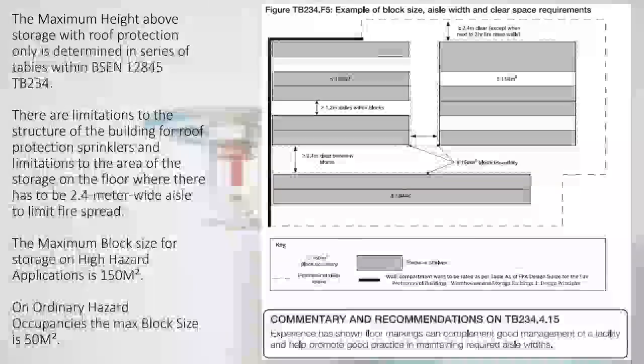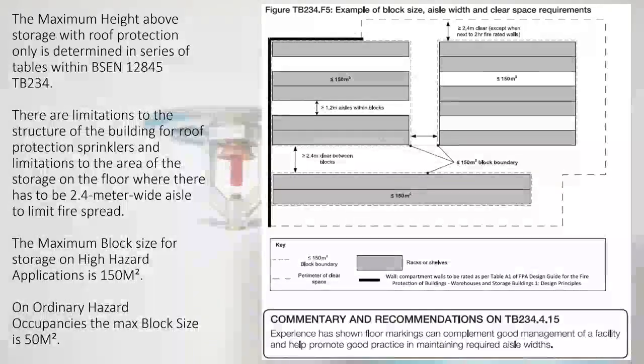So when you've got storage and you're only protecting at the roof, you need to contain storage within blocks. For instance, if you have ST1, ST4, this one shows ST4. If you look at the top corner here, see if I can get my little pointer out.